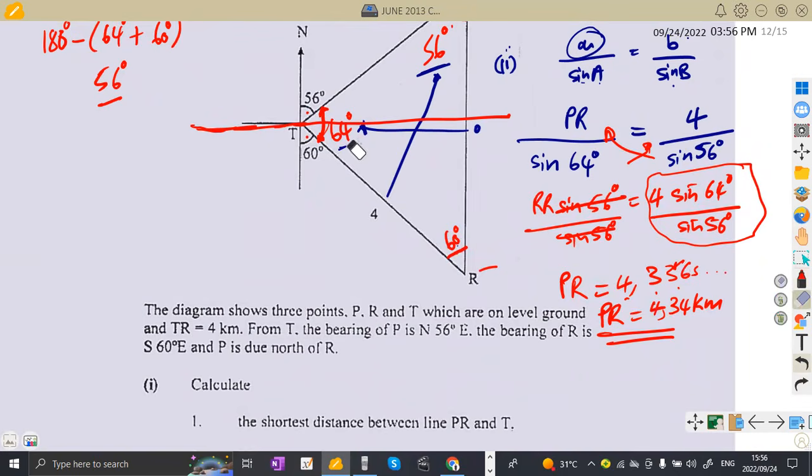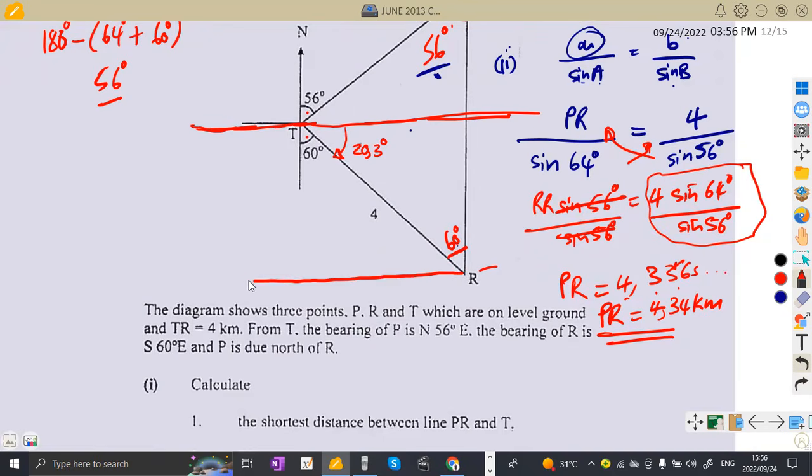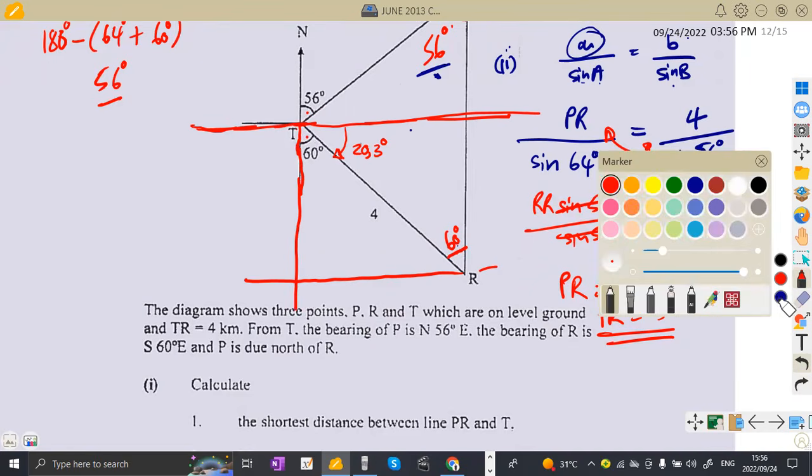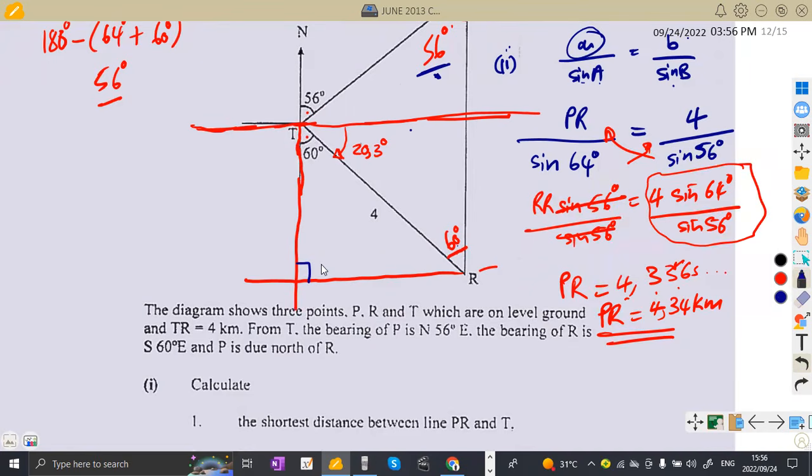Let me erase this part. The aeroplane is on top at T here, and we are looking down to R through this angle of 20.3. But we know R is on the ground, so R on the ground is actually a horizontal line. And T going down to the ground is a vertical line, and it meets this line at 90 degrees.